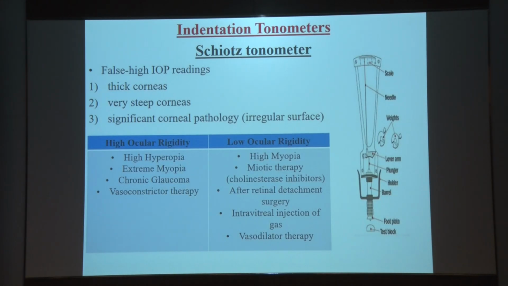The Schiotz tonometer has been used for ages. It has some false high IOP readings, like in cases of thick cornea, very steep corneas, significant corneal pathology, or irregular surface, which could be the cause of that.